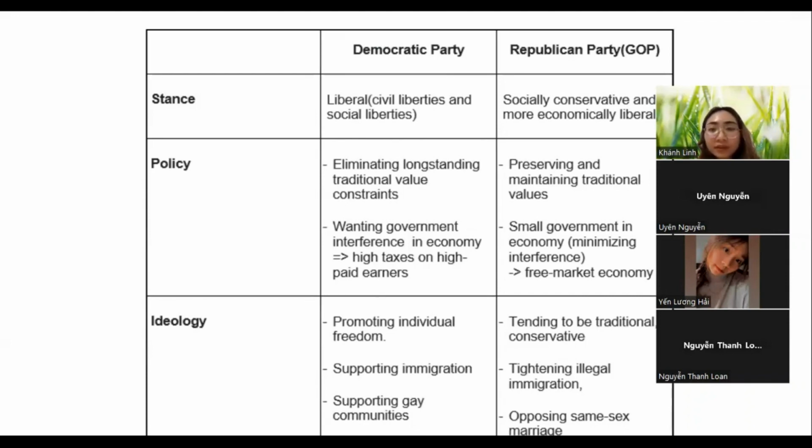Okay, so you can see the Republican Party in policy. They advocate small government, that is minimizing interference or the establishment of government agencies to govern. They support a free market economy, minimize government interference in the economy, tighten illegal immigration, support the right to life, and oppose abortion, oppose same-sex marriage, and oppose gun control.